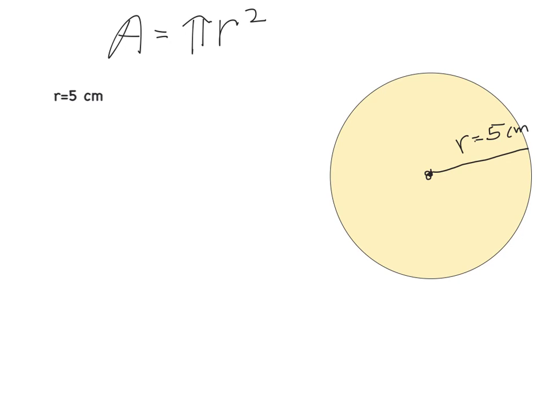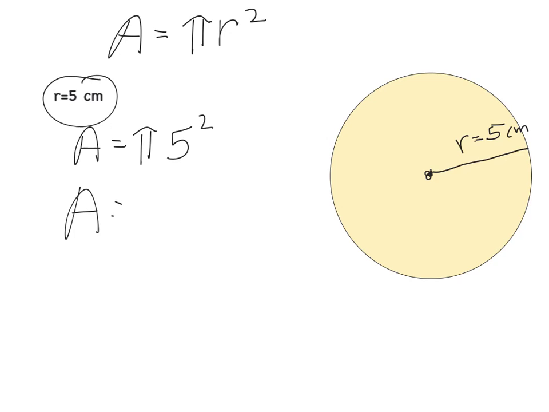This just becomes an algebraic formula where I need to plug in my information. So, plugging this in, I have area equals pi 5 squared. Now, think, PEMDAS, what comes first? The exponents come first, before multiplication. So, I'm thinking to myself, 5 squared, this really means 5 times 5.